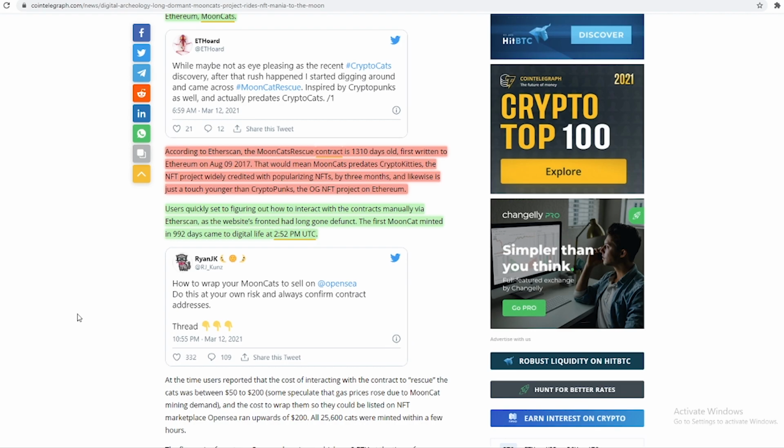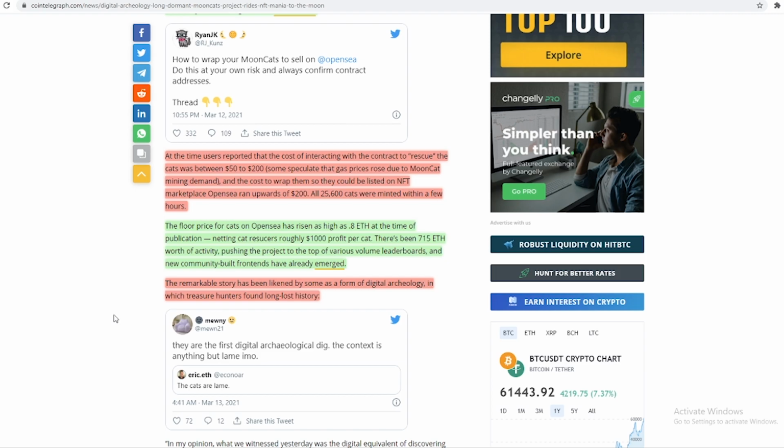Users quickly set to figuring out how to interact with the contracts manually via Etherscan, as the website fronting it had long gone defunct. The first MoonCat minted in 992 days came to digital life at 2:52 p.m. At the time, users reported that the cost of interacting with the contract to rescue the cats was between $50 to $200. Some speculate that the gas prices rose due to the MoonCat mining demand, and the cost to wrap them so that they could be listed on NFT marketplace OpenSea ran upwards of $200, as 25,600 cats were minted within a few hours.